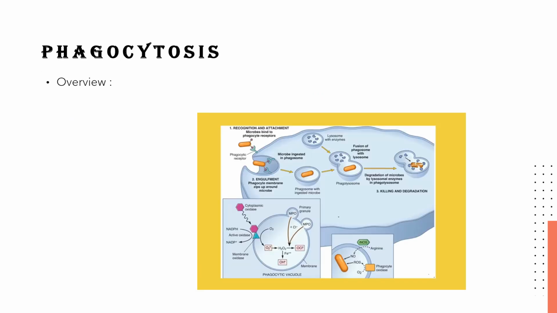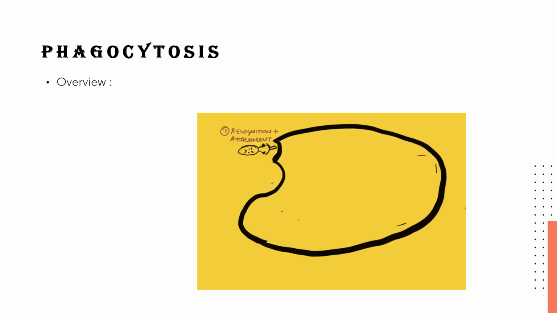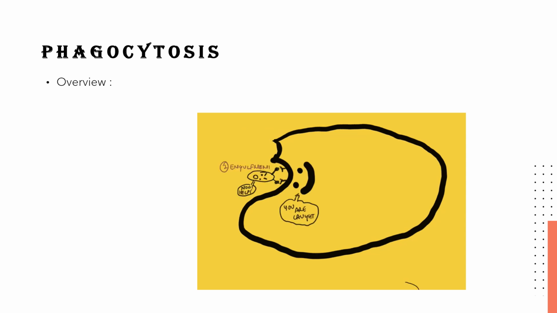After transmigration and diapedesis, we will now understand how our soldiers eliminate the enemies or the offending agent by the process of phagocytosis. Phagocytosis has three major processes. The first is recognition and attachment of the particular microbe to the phagocyte with the help of receptors from the phagocyte. This will then lead to engulfment of the microbe into the phagocyte.